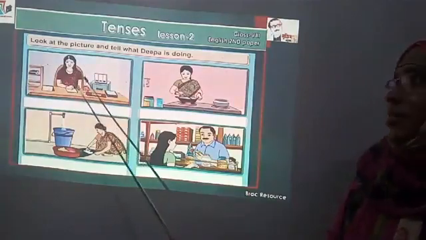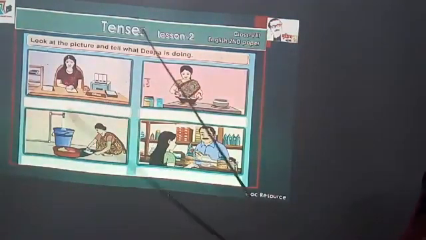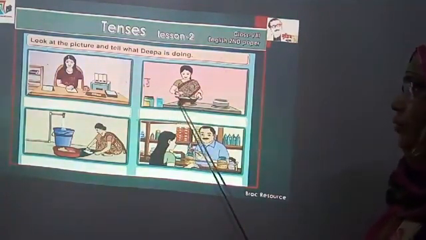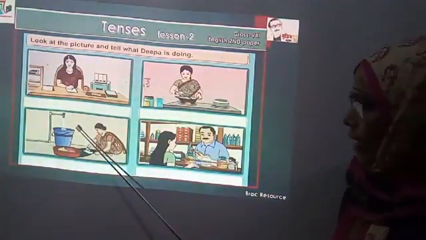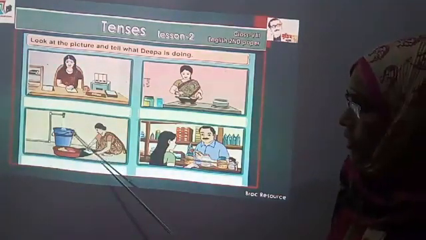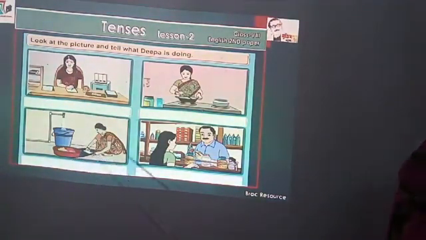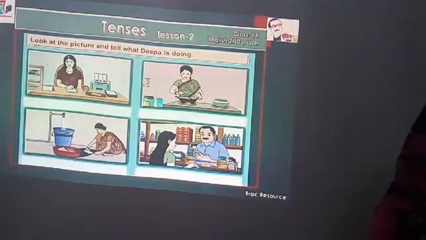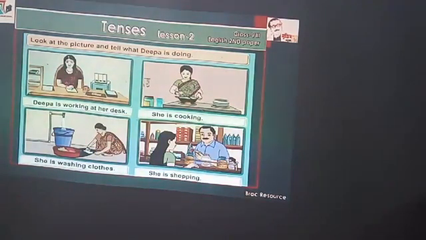Yes, here she is working at her desk. She is cooking in the kitchen. We can see she is in the kitchen. And here also we can see she is washing her clothes. And there is a shop, so you can tell what she is doing. She is shopping.